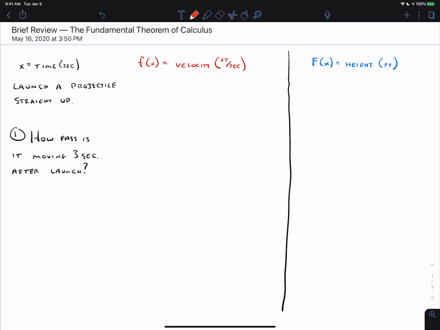So thinking of the units, if we're talking about how fast in this scenario, we want feet per second. And so on number 1 on the left, we want feet per second, and the function gives us feet per second. Or we can think, okay, we want velocity and the function gives us velocity. So we would just plug in 3. So we would say, okay, that's f of 3. If you have a formula, you just plug it in. If you have a graph, you look at the graph and try to figure that out, and so on.